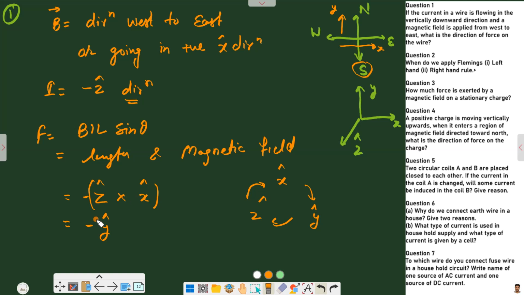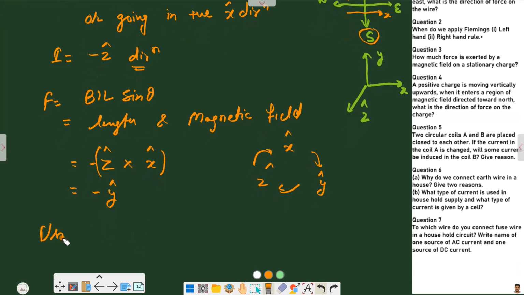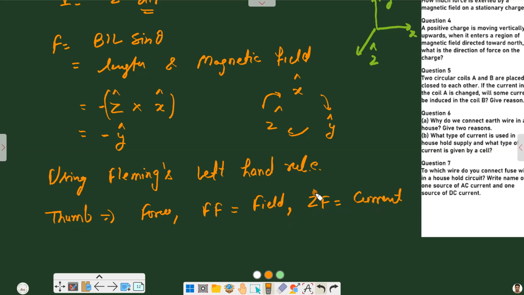Now we also have to find it using Fleming's left hand rule, which is in your syllabus. We have already discussed the rule that your thumb denotes force, the first finger denotes the magnetic field, and the second finger denotes current. Okay, this is the second finger, this is the first finger.